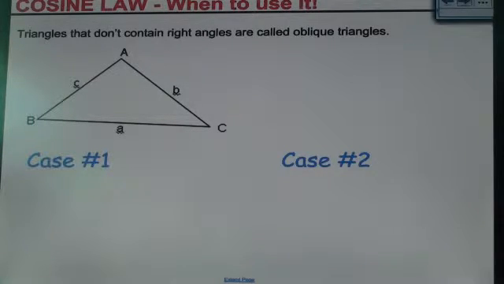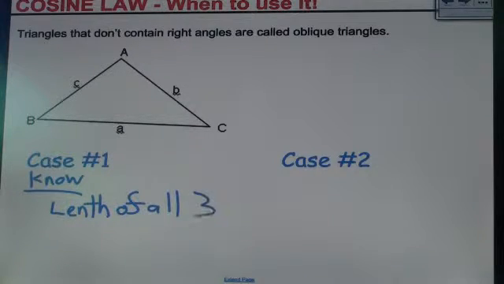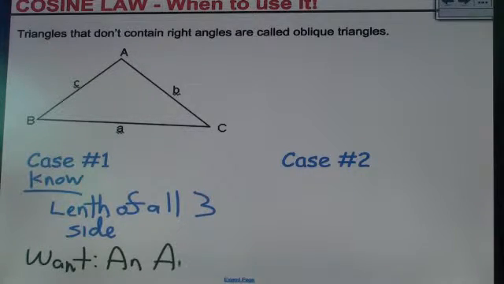When to use the cosine law, the first case is if we know the length of all three sides of the triangle, and we want an angle. That's the first case.